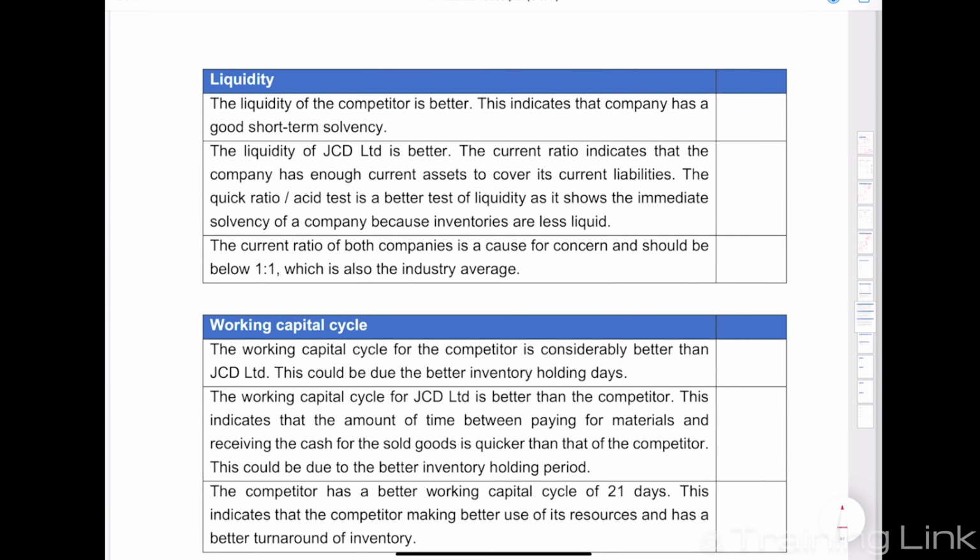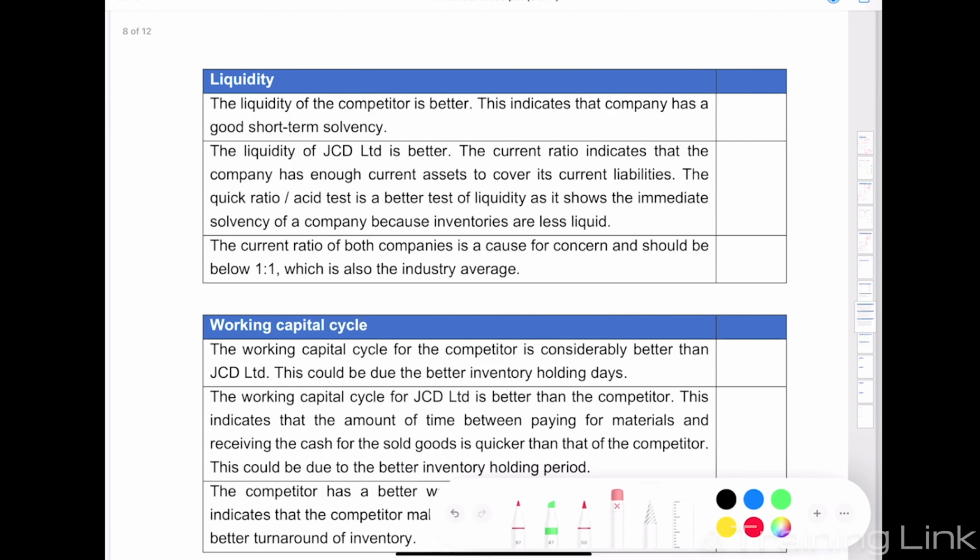The second states the liquidity of JCD is better. Well, we know that's true. The current ratio indicates that the company has enough current assets to cover its current liabilities, which it does because it's over 1. It then says the quick ratio acid test is a better test of liquidity, which it is because it removes that inventory element, as it shows the immediate solvency of a company because inventories are less liquid. Absolutely, that would be spot on. Your correct option here.